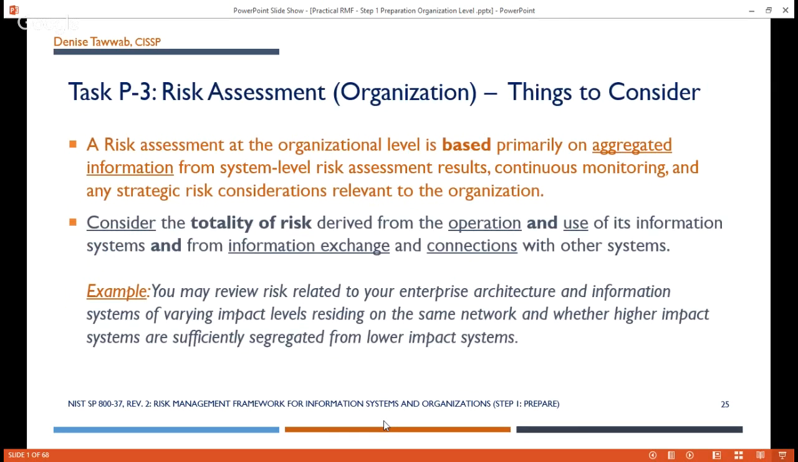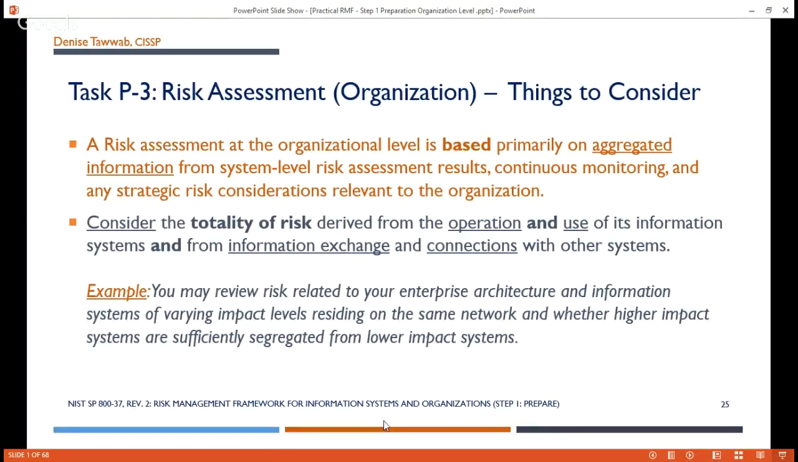All right, some things to consider when you're doing your risk assessment. The risk assessment at the organization level is based primarily on aggregated information from your system level risk assessment results, any continuous monitoring that you're doing, and strategic risk considerations that are relevant to your organization. You want to consider the totality of risk derived from the operation and use of the information systems that you have and from any information exchange and connections with other systems.